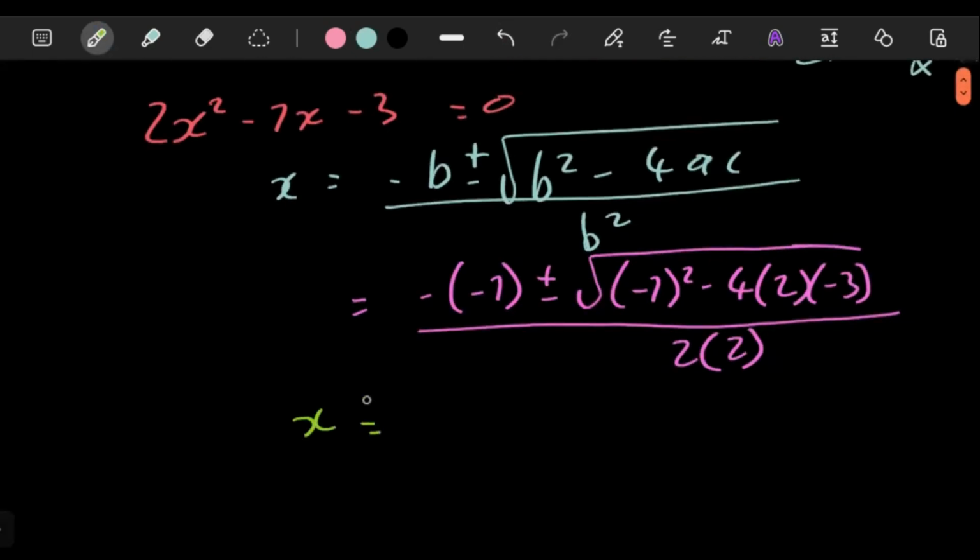So from here, we get our two values of x from the calculator. So the two values of x that we are getting from the calculator, we're getting here in the calculator negative 0.39. The other one is positive 3.89. Okay, so let's keep it moving.